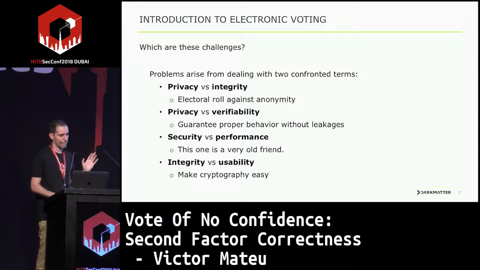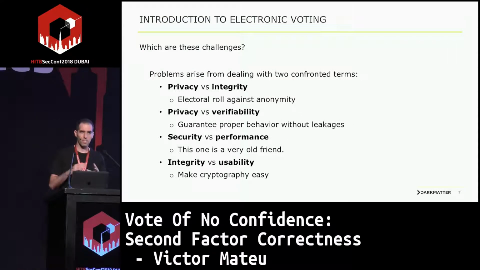So to summarize a little bit, let's see which are the main challenges when you face these properties in an election. First of all, we have privacy versus integrity. The main problem here is that you want to know that everyone has voted, or at least that only people in the electoral roll have voted. But you also want to provide anonymity. So how can you achieve both properties at the same time? This is one of the challenges.